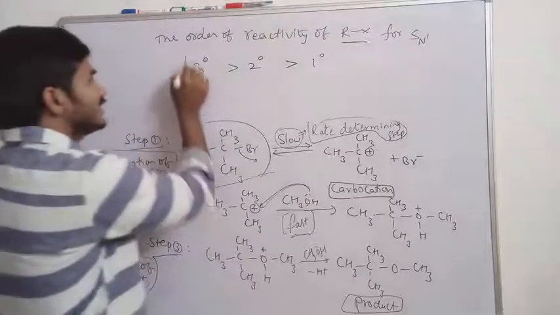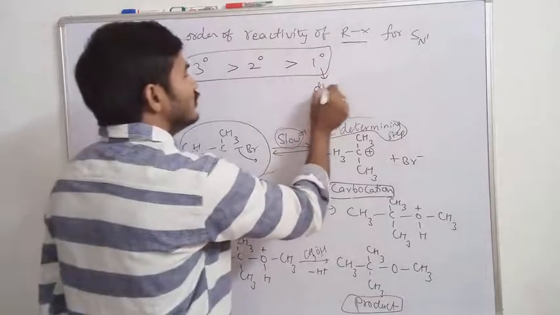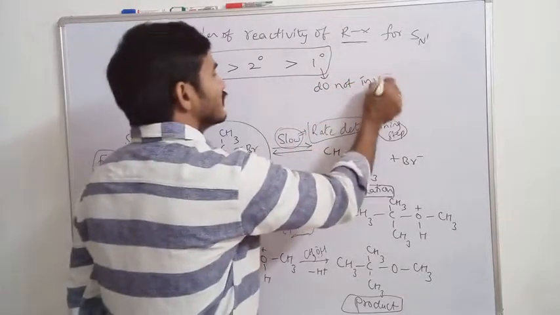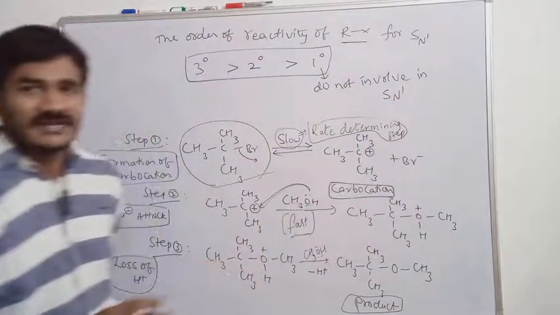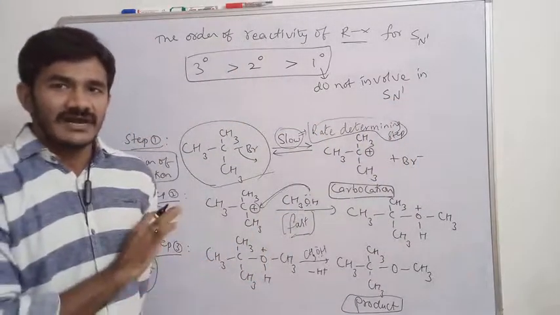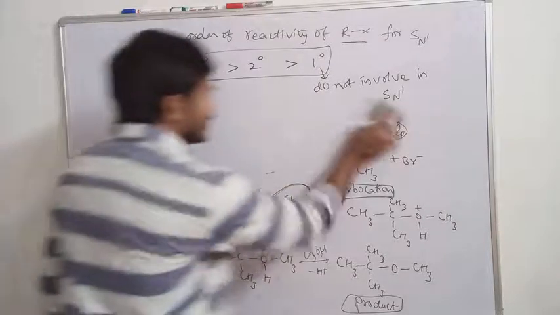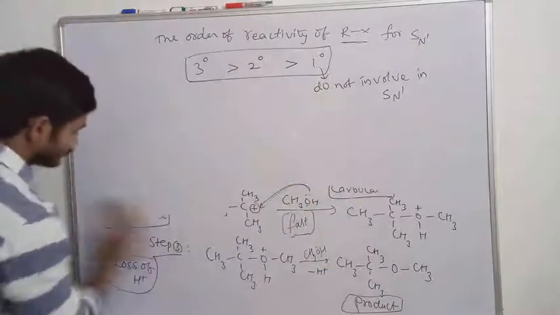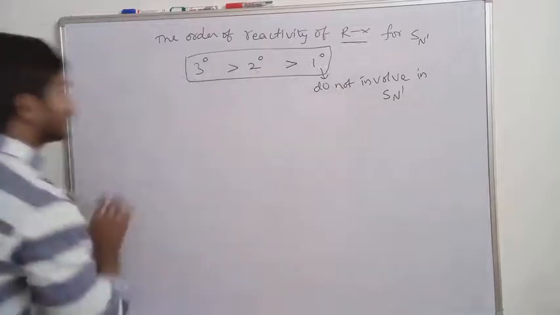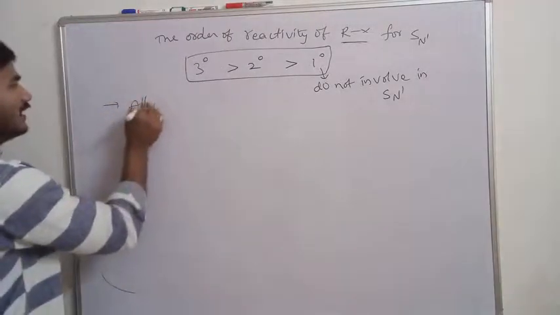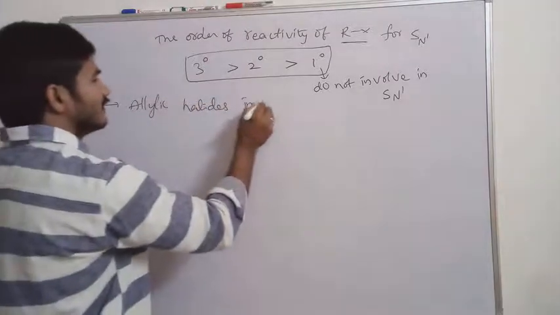Otherwise we write tertiary, secondary and primary, but practically primary does not get involved in SN1 mechanism, because a primary carbocation is least stable, so they will not be involved in SN1 reaction. And another substrate I particularly mention in this is the allylic halides. Allylic halides also are involved in SN1 reaction.